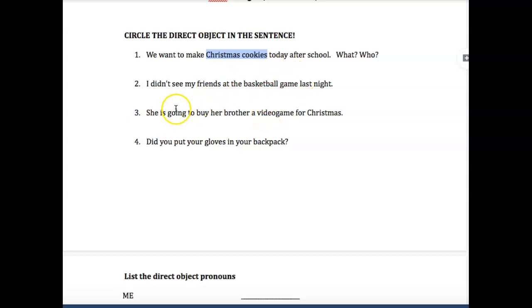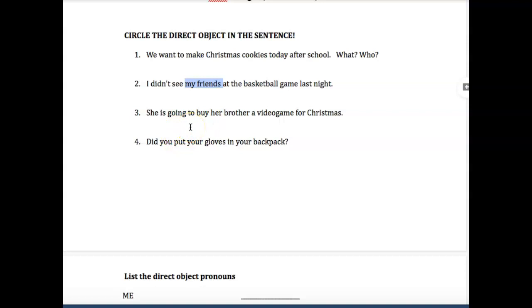Number 2, I didn't see my friends at the basketball game last night. Where's my verb? See. See what? See who? Right, my friends. That whole thing, my friends, both words, is the direct object.